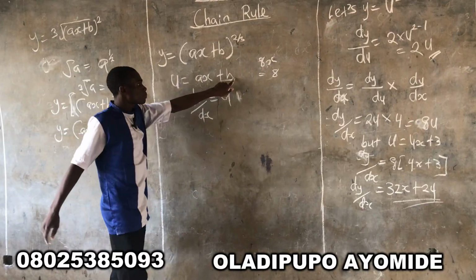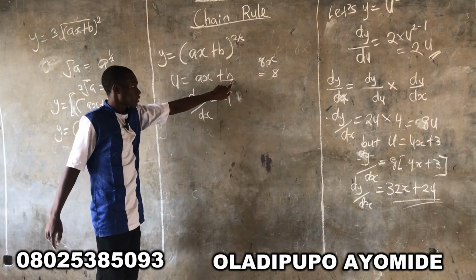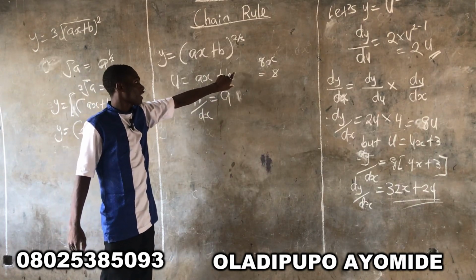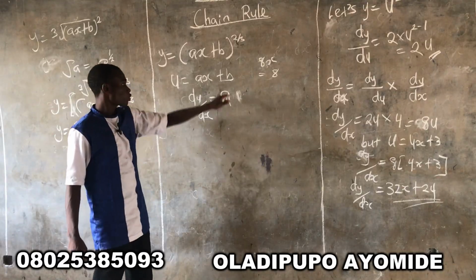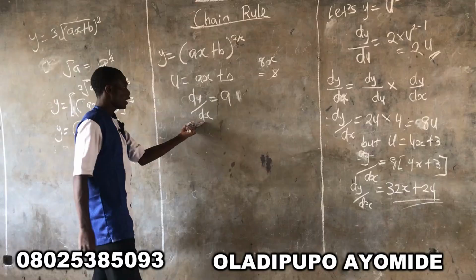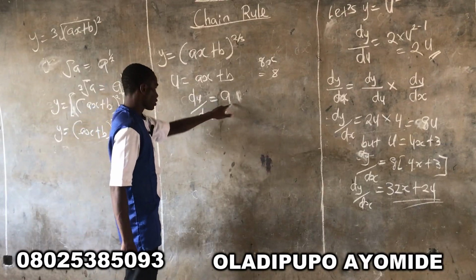Now this b is constant, and I said that the derivative of any constant is 0. So this b is off. So now our du over dx is a.